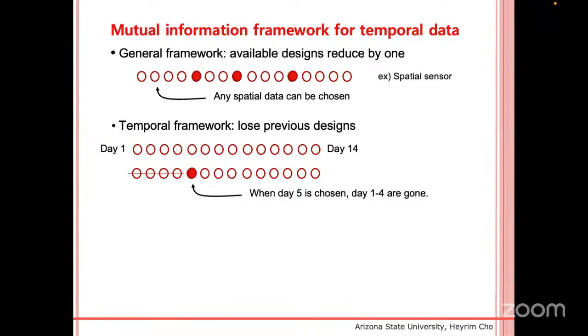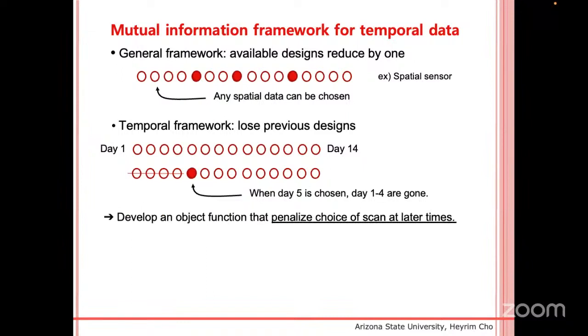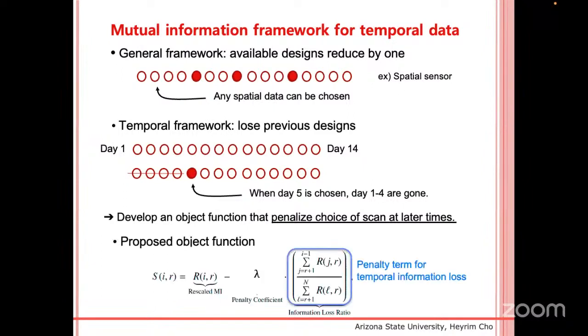So we realize that we need to somehow compensate for this time passing, penalize scanning at the later time because our goal is to predict early, right? That's one of the goals. So we suggest this objective function, which is a correction to the mutual information. Here it's R, that's exactly the mutual information, just rescaled, normalized.